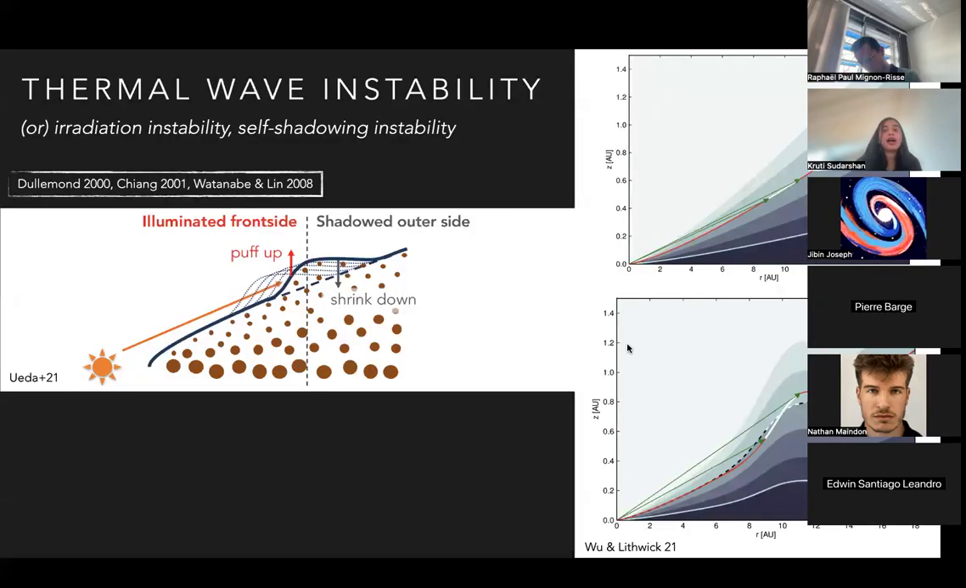And that brings about the process that I will talk about, which is the thermal wave instability. This is also known as the irradiation instability or the self-shadowing instability in the literature. And this has been talked about since we knew that the disks were flared. So since the Chiang and Goldreich 1997 papers and subsequent papers, we've known that the flaring solution may not be stable in all scenarios.